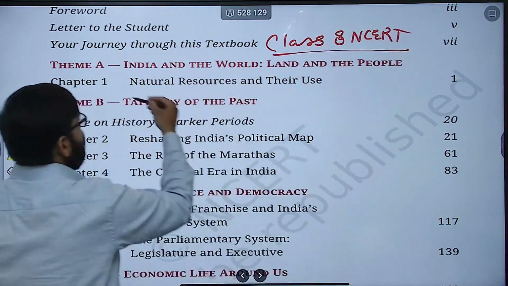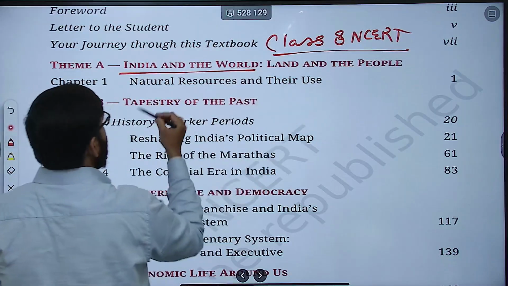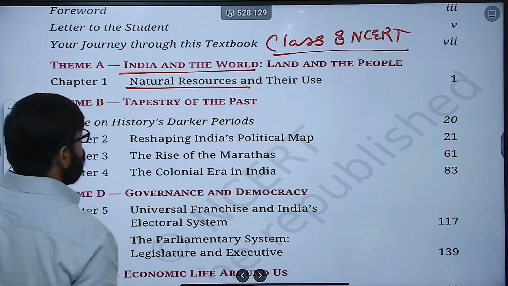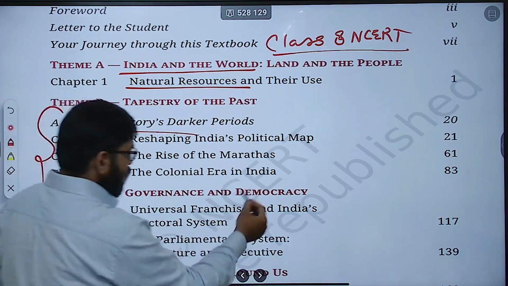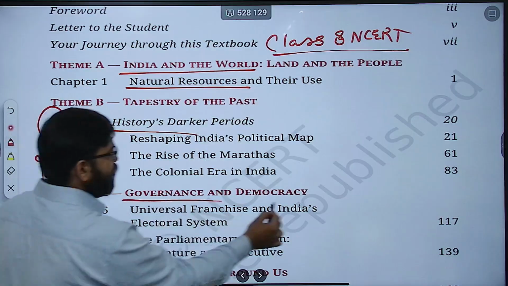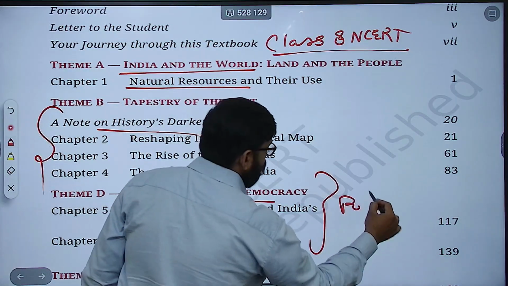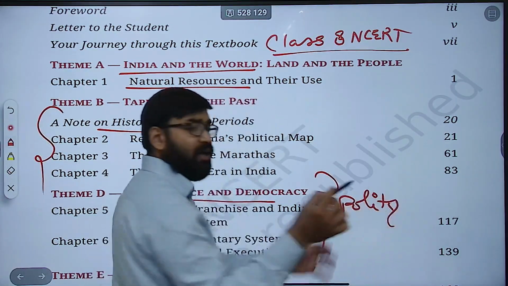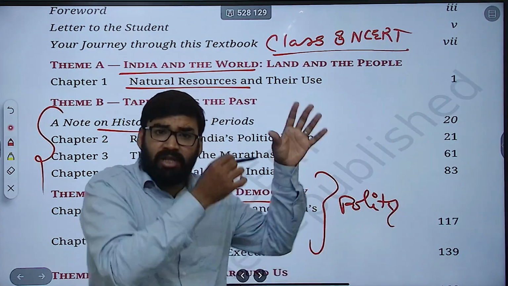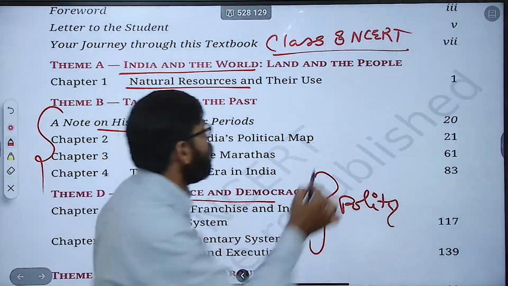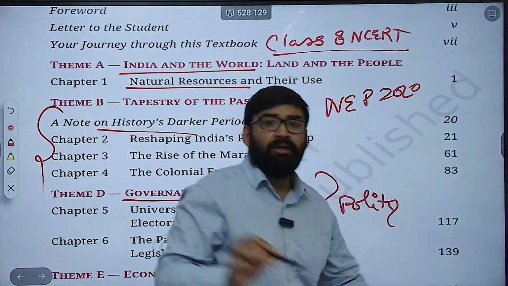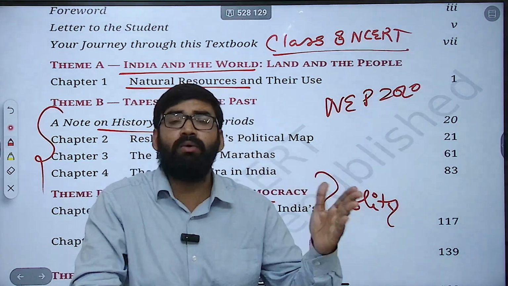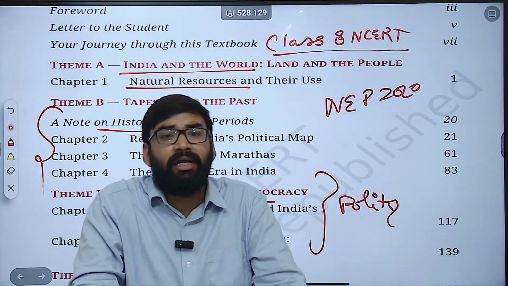Table of contents. First, India and the world, that is land and the people, natural resources and their use. Then, tapestry of the past. This is related to history. Then, in the same NCERT, governance and democracy, which is related to polity. So they have linked everything. This is actually based on the new education policy of 2020 and the national curriculum framework of 2023.